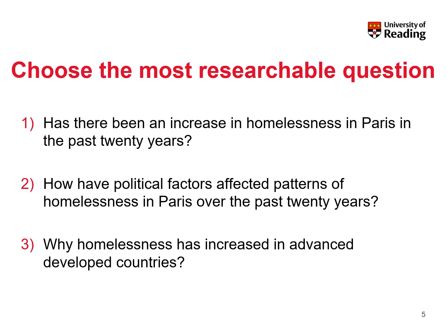While question 3, why homelessness has increased in advanced developed countries, is a very broad question. It is not specific. First of all, there may be many factors, sociological, political, economic, but at the same time, there is no defined space. Advanced developed countries. There are so many different advanced developed countries: Japan, Australia, America, Western Europe. So this project can have no focus. Therefore, question 3 is not a very good question to research.